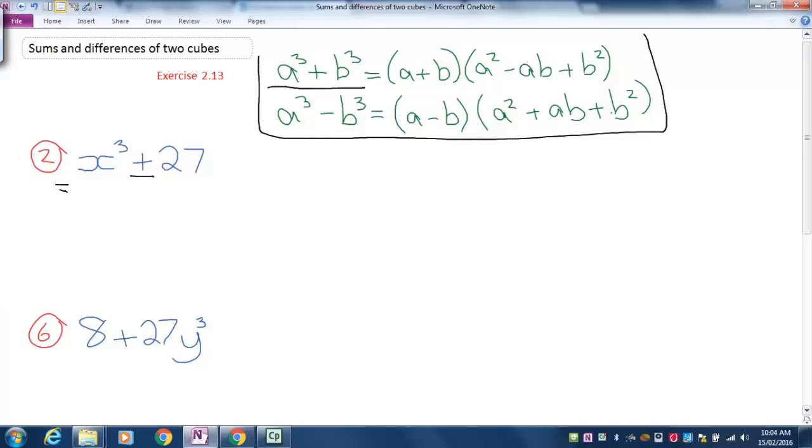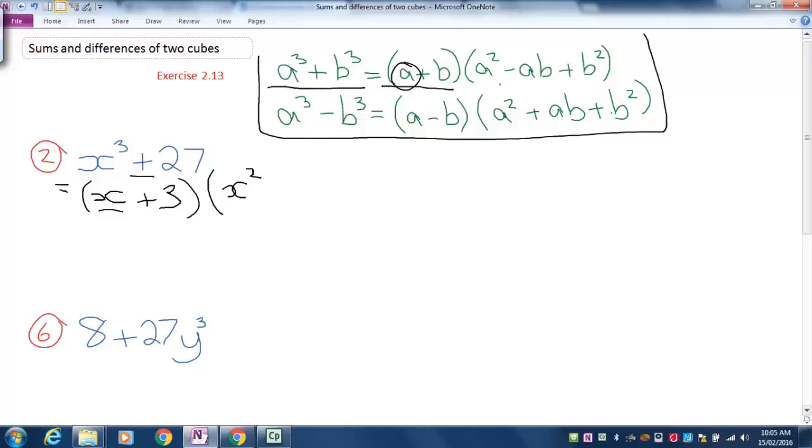So in my first set of brackets, I need to take the cubed root of the first term and add it to the cubed root of the second term. So the cubed root of x cubed is x, and the cubed root of 27 is 3. And the rule says I need to have a plus in the middle there. Now in my second bracket I'm going to have 3 terms. The first term will be the first term in that first set of brackets squared. So we get x squared.